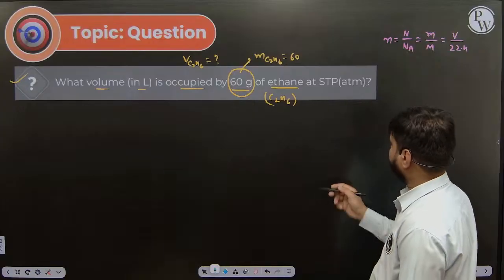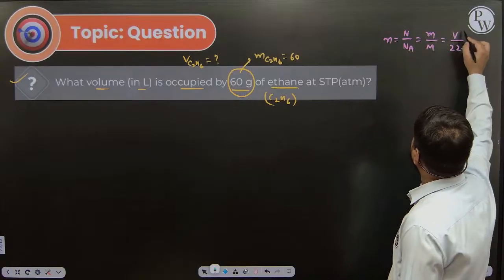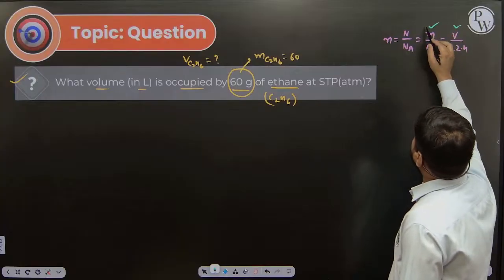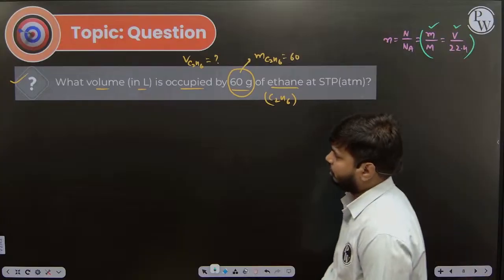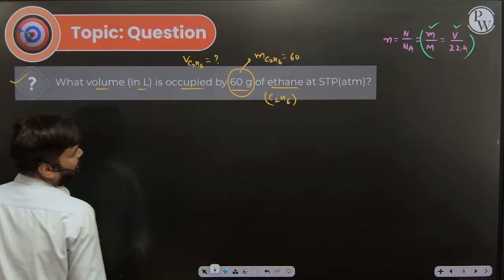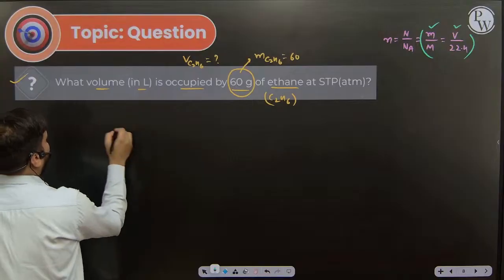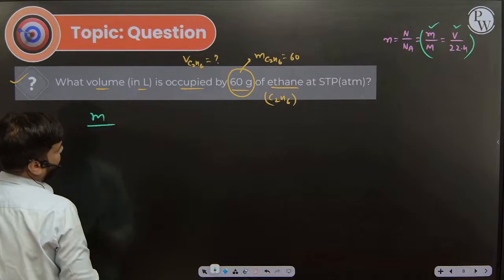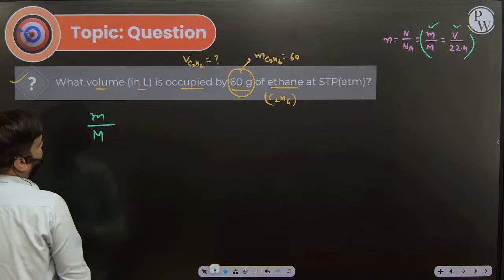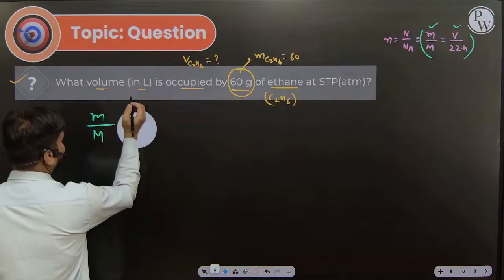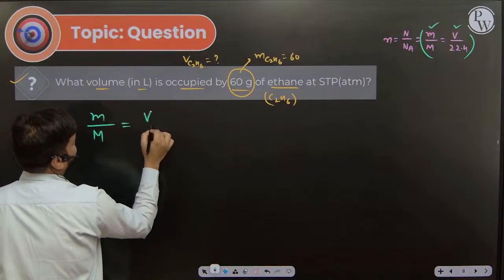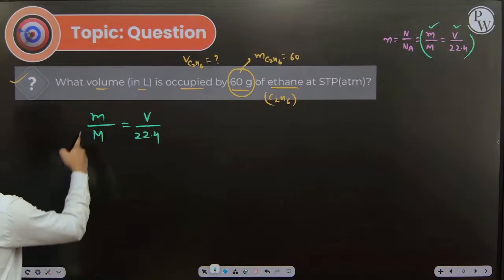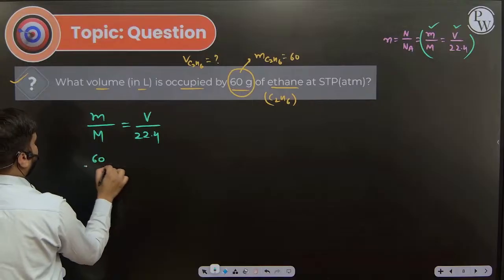Okay, so what is being given to us? Volume is given to us, and they are asking for mass, right? So we can use the last formula. Here we have mass of ethane divided by molar mass of ethane is equal to volume of ethane divided by 22.4. Correct. So mass is given to us, which is 60.